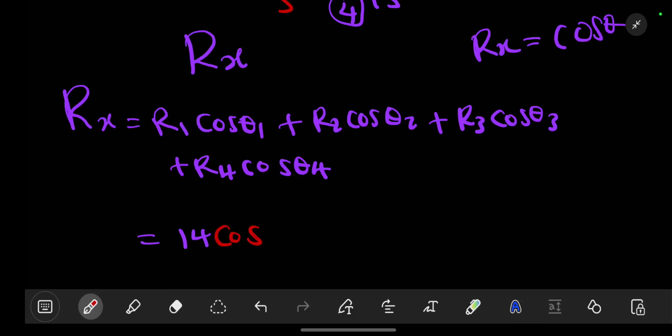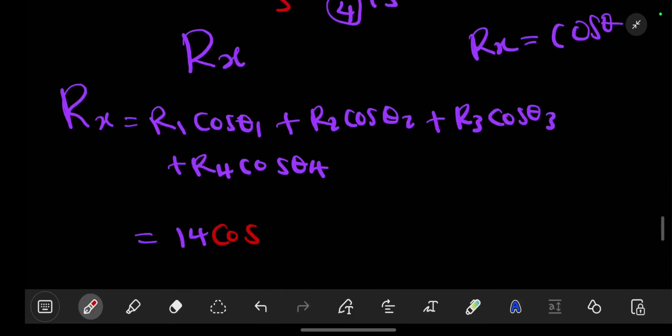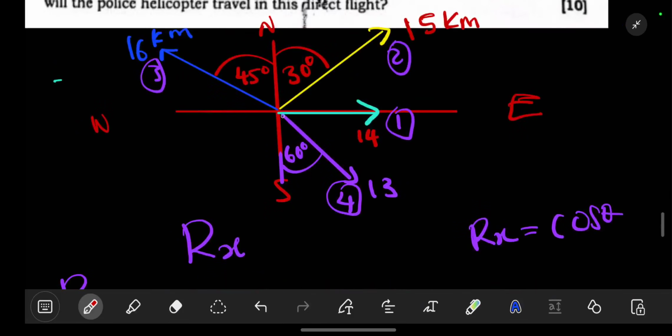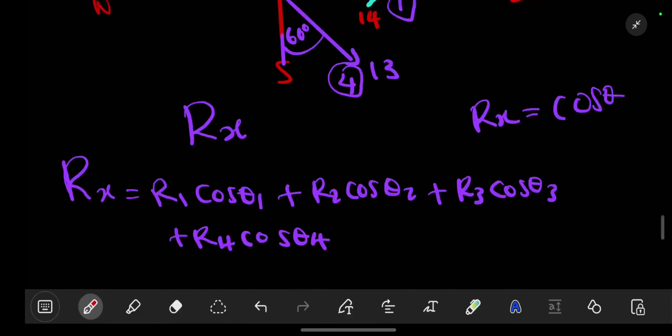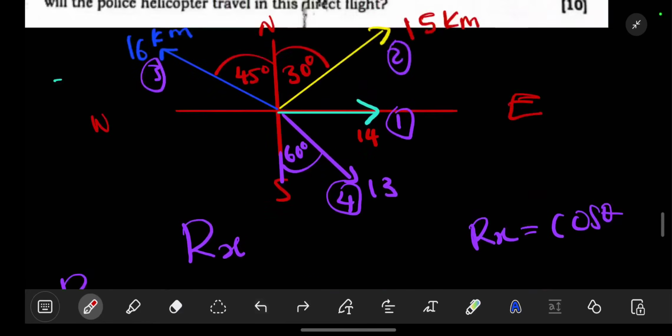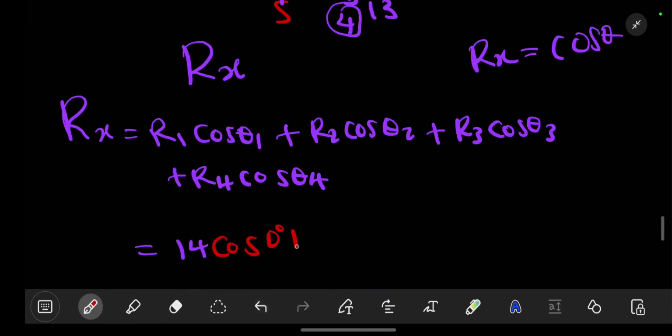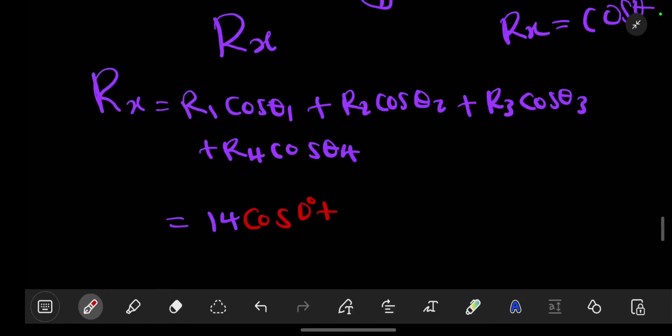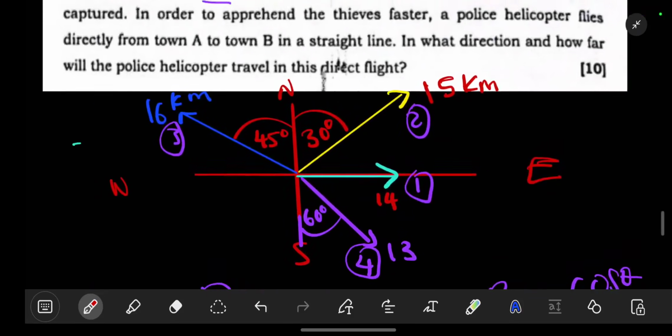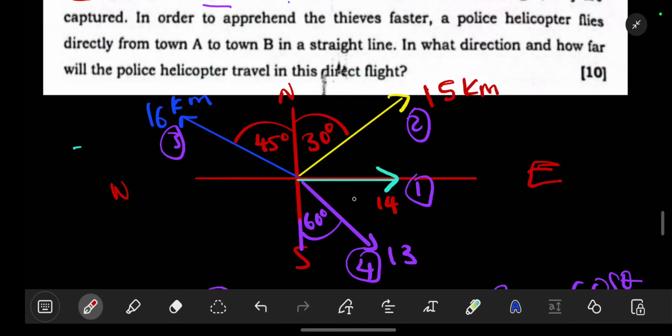14 cos of our theta is equal to, we have this one along this line, we have the theta is equal to either 360 or 0. So we are going to use 0 degrees plus, we have our R2 is equal to 15. So we are going to say 15 cosine of theta. Now we are taking the theta from the positive x-axis, so from this point to where it meets.